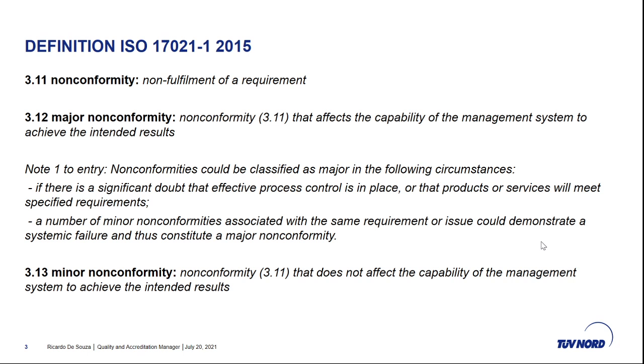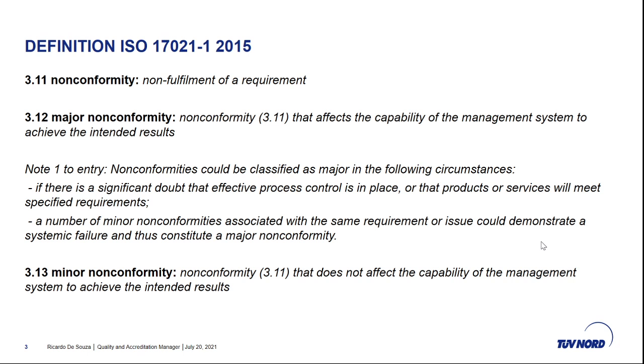Section 3.12 defines what is a major nonconformity. A major nonconformity is a nonconformity that affects the capability of the management system to achieve the intended results. Then this section has a note: nonconformities could be classified as major in the following circumstances. If there is a significant doubt that effective process control is in place, or that products or services will meet specified requirements.